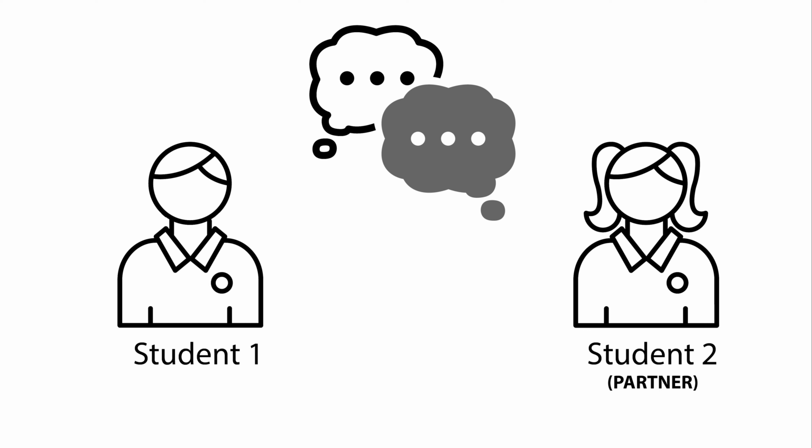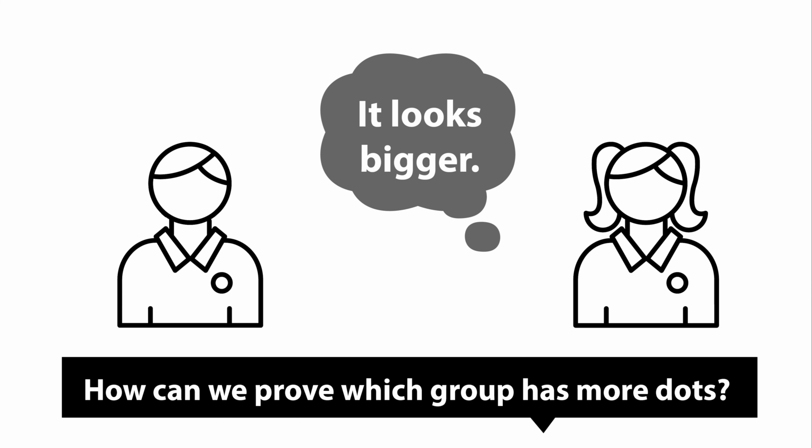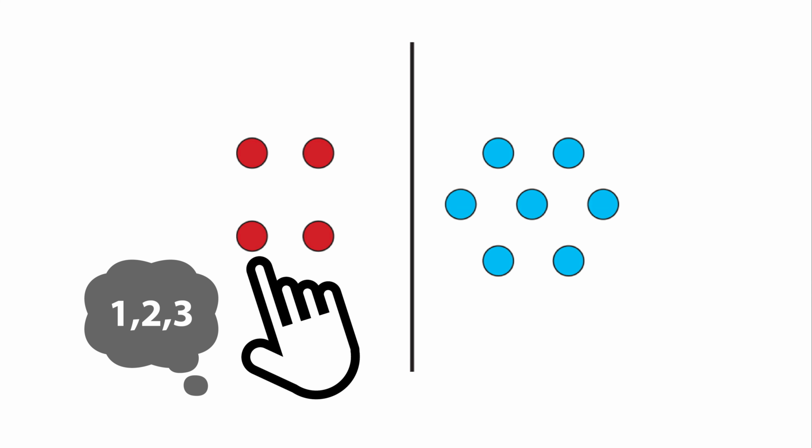Invite someone to share their thinking and how they thought about which one was more. At this stage, it's fine if that thinking sounds like, "It looks bigger." Ask the class, "How can we prove which group has more dots?" Invite students to come up and count to prove which group is larger.